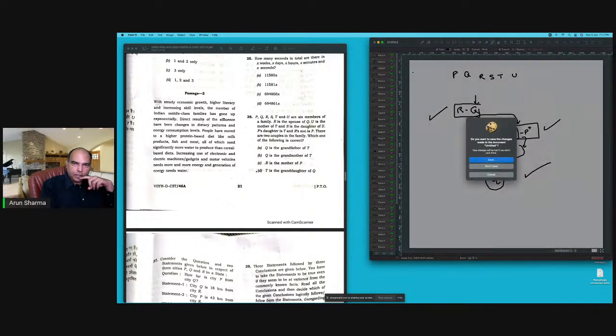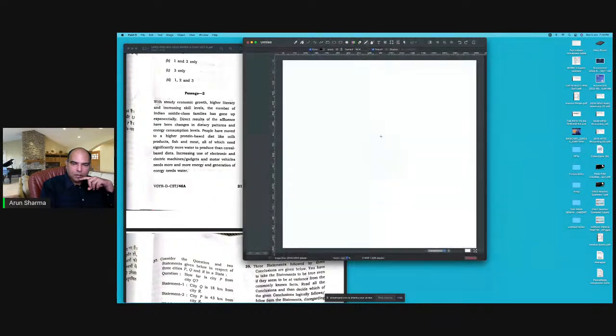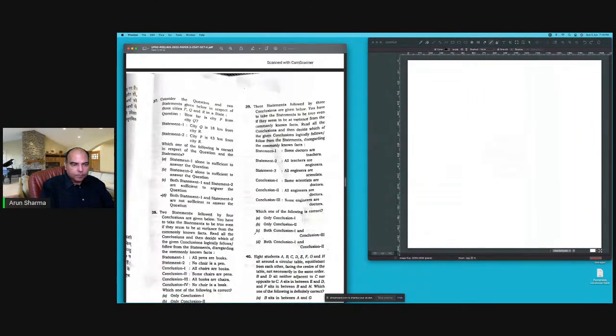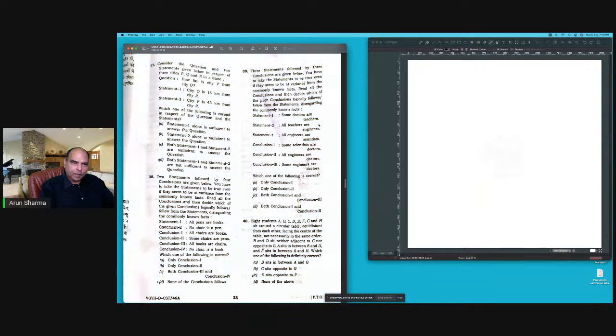Chalo, next question dekhte hain, 37th. Consider the question and two statements given below in respect of three cities P, Q, R in a state. How far is city P from city Q? City Q is 18 kilometers from R. There are three cities P, Q, R. How far is P and Q? We are being asked to find the distance between P and Q.